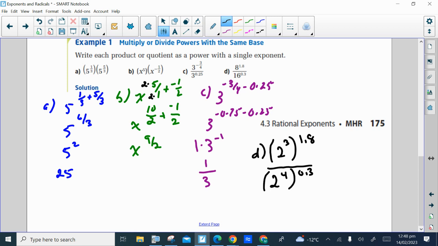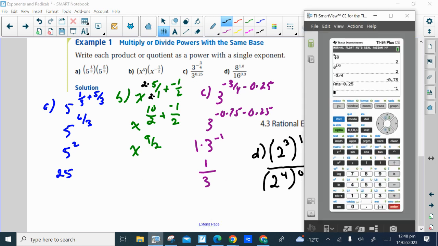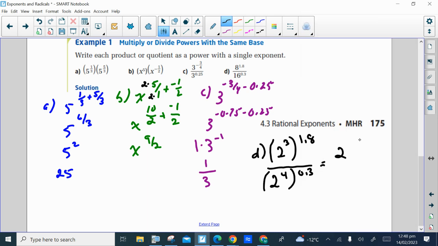All right, so to simplify this, we've got one exponent raised to another. We need to multiply the exponents, and the base stays the same. So on top, it'll be 2 to the power 3 times 1.8, which is what? 5.6, I think. Let's just check that. 5.4, sorry. Right, 5.4. And on the bottom, again, you've got one exponent raised to another. 4 times 0.3 will be 1.2.